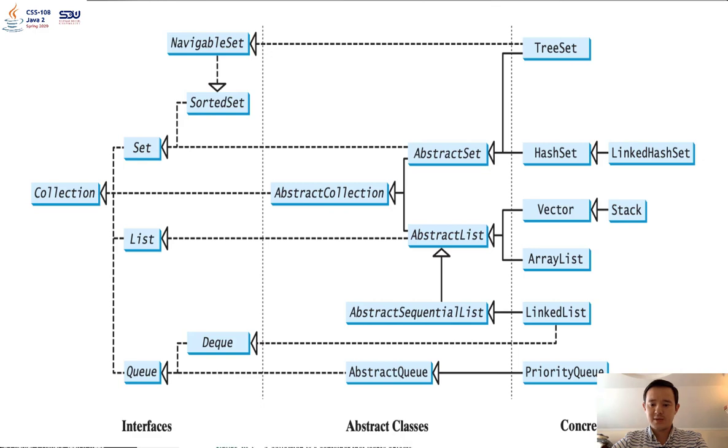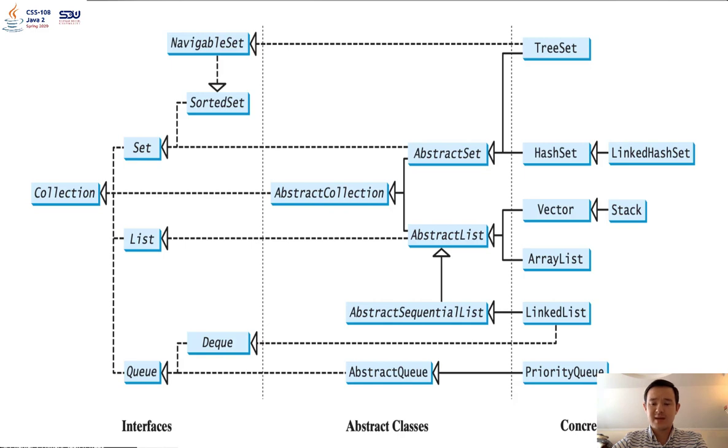The difference between the lists, stacks, queues, and priority queues is this. The list classes are array list and linked list. Basically, they just store the ordered collection of elements and they provide you the methods. Also, vector is considered a list because it's very similar to array list.